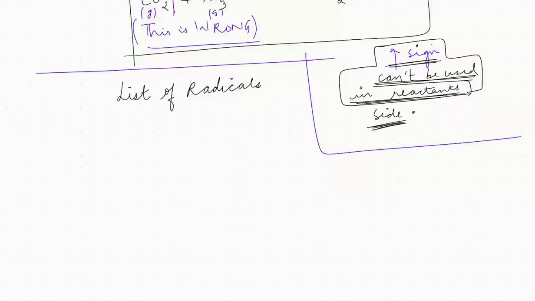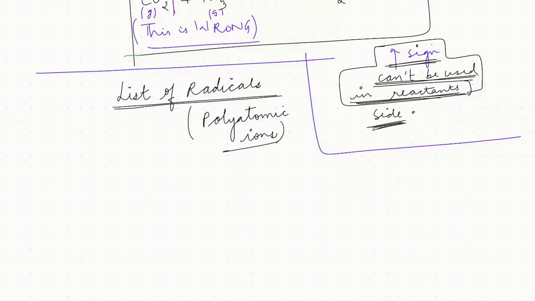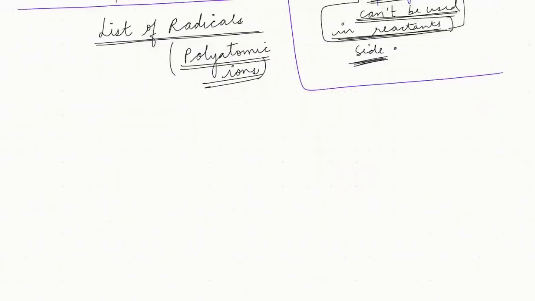I'm saying, to write down a particular reaction, you must learn a list of radicals, or you also call it a polyatomic ion. You should know the names of these polyatomic ions, right? So let's suppose I would have Cl minus 1. I would have Br minus 1. I would have I minus 1. I would have F minus 1, right? I would have OH minus 1. I would have O minus 2.